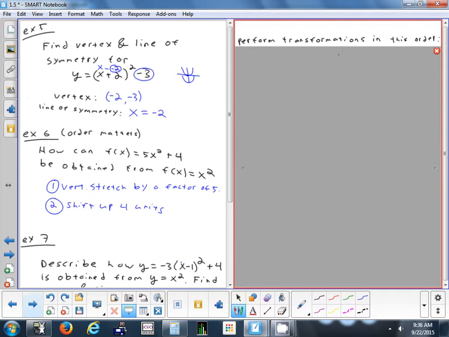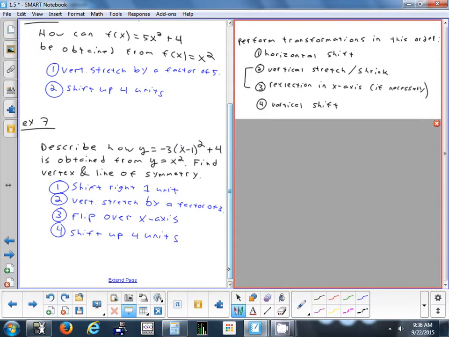And that's the order that you pretty much always want to do it in. Always deal with your horizontal shifting first, that's inside the parentheses. Then deal with any vertical stretching. That's the number on the outside. If you have a reflection, we can deal with that as well. If there's no negative, you wouldn't have a reflection. And then the very last thing is your vertical shift.